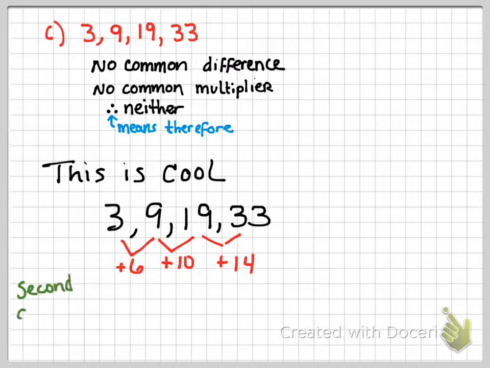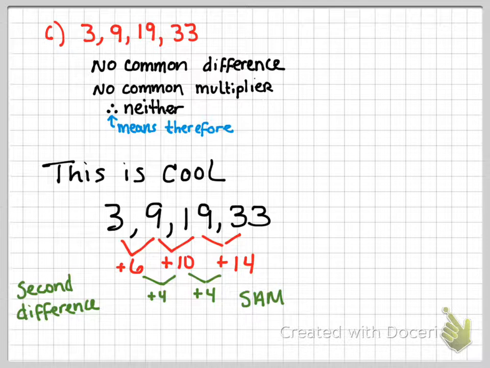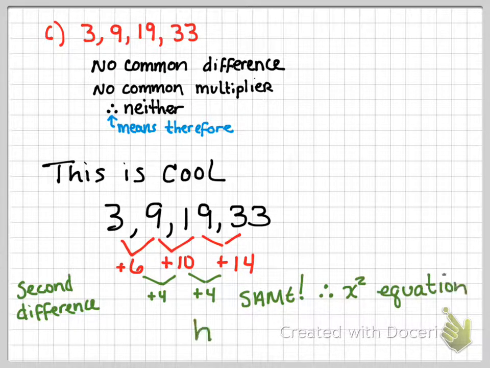This is called the second difference. So I'm going to find the difference of the differences. Now between 6 and 10 there's plus 4, and between 10 and 14 there's plus 4. Notice how the second difference is the same. Well, whenever the second difference is the same, that is a quadratic sequence, x squared.